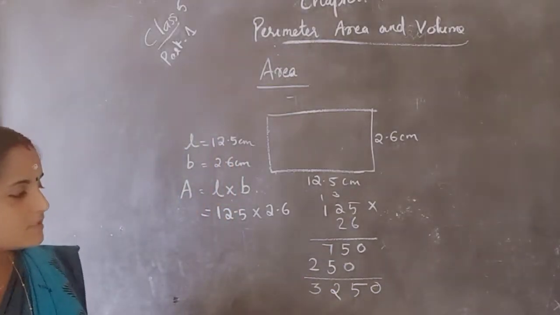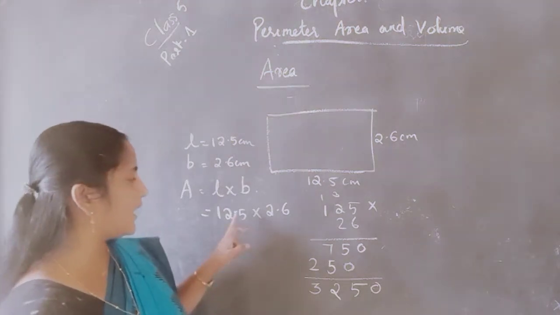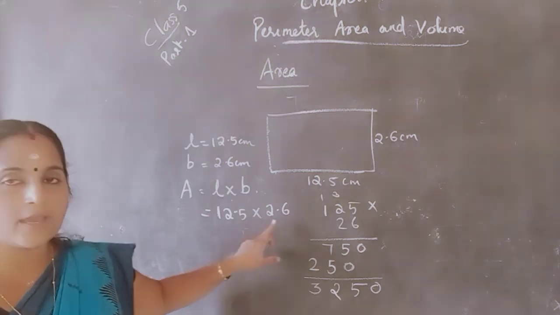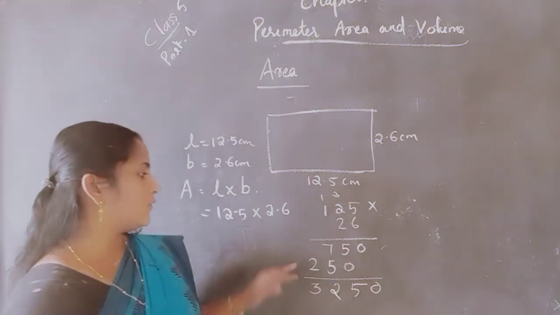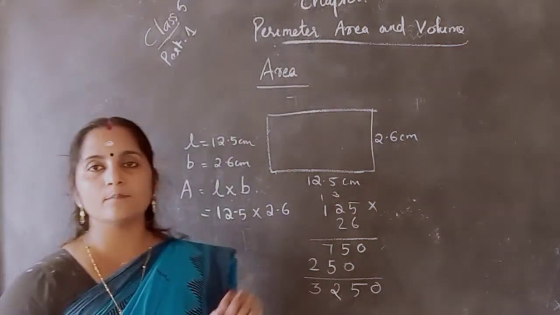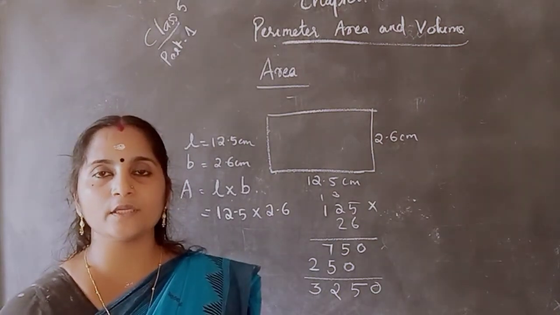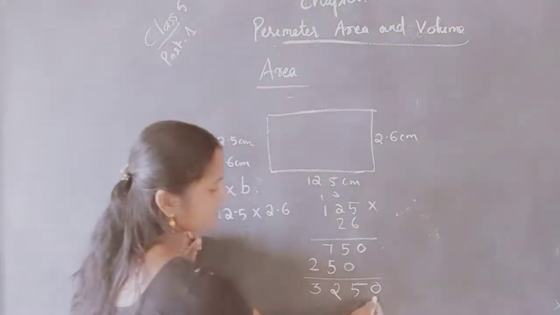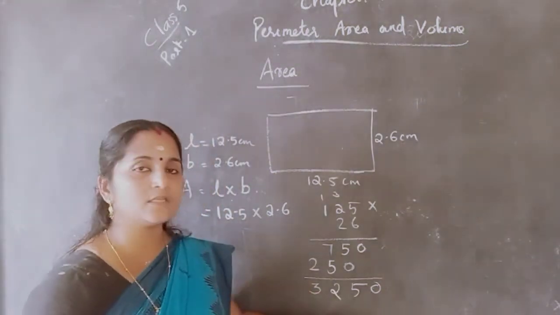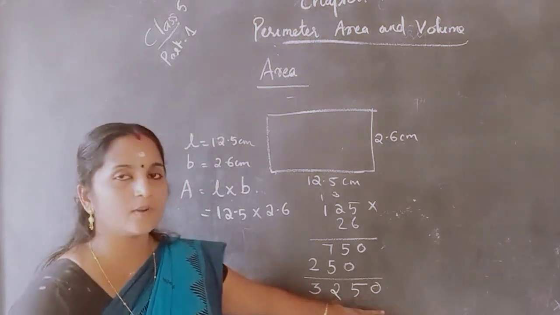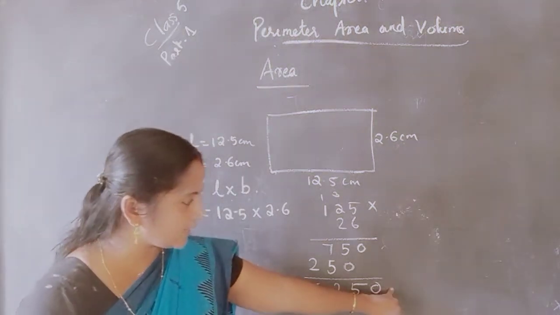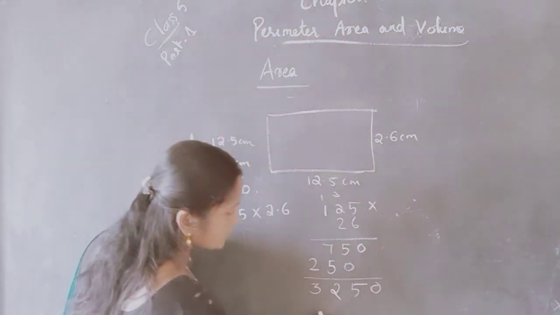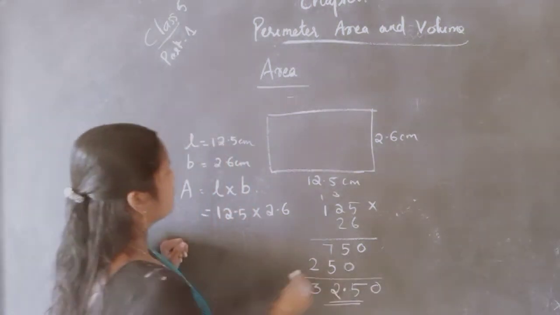So 3250 is the answer, but we have 2 digits after the decimal point, in 12.5 and 2.6. So we count the total number of digits after the decimal point, which is 2. So we move 2 places to the left in this final answer. That is, the decimal point is not marked in the question, that means the decimal point lies at the end. From that end point, we move 2 places to the left. So 1, 2. So the answer is 32.50.